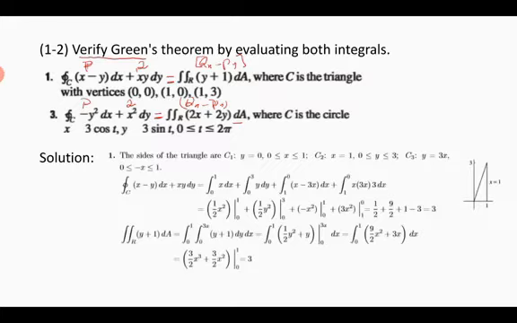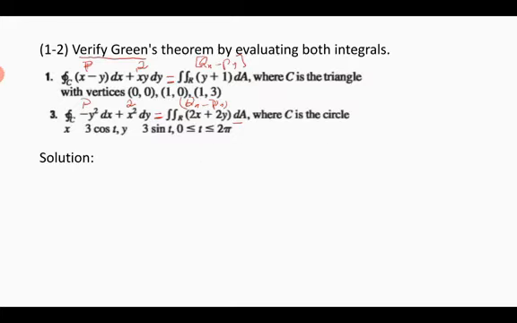Okay, let's go ahead with problem number 1. What is P? P is x minus y. Therefore, we want Py. Py is negative 1. What is Q? Q is xy, and Qx is equal to y. We don't want to verify whether they are equal or not. There is no question about conservative. If they are equal, the integration on the right hand side will be 0, and the left hand side also will be 0, so you get it is conservative.